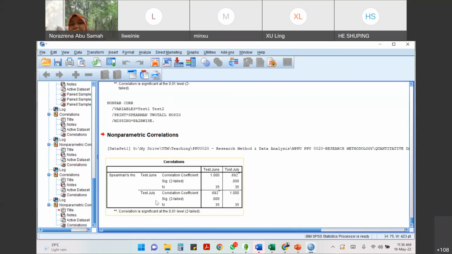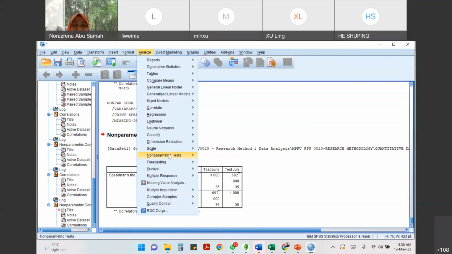Dia terbalik. Apa yang terbalik in English? Sorry, I can't think. Opposite, yes, opposite. So in June, if it is negative here, you must make sure here. If there is negative here, it means if in June is positive, then in July is negative. So it's opposite. Alright. So please understand that. Okay. I hope everything is clear.